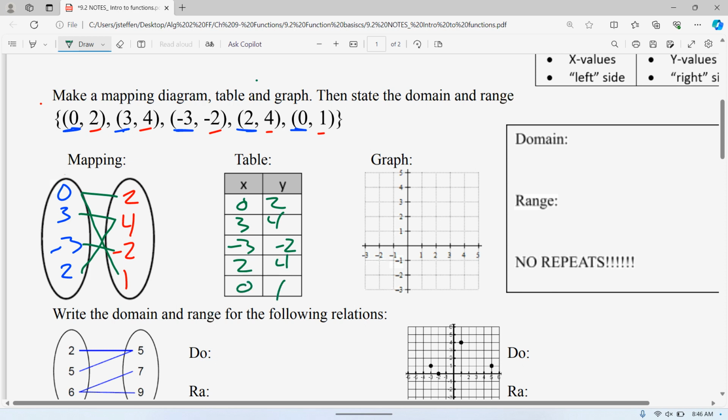And lastly, again, you should be very proficient at this graphing by now, but the x is left and right, the y is up and down. So if my x is 0, I go left and right 0. My y is 2, I go up 2. So 0, 2 is right here. 3, 4, negative 3 down 2, 4, and over 0 up 1.